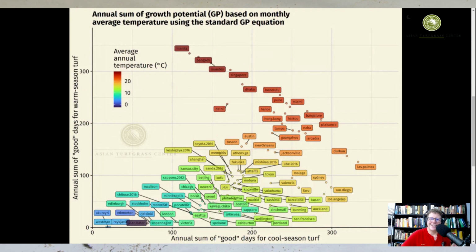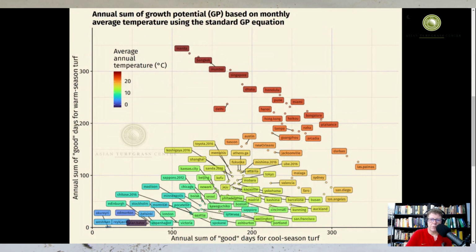And then if you have a 20-degree day in, let's say, February in Sydney, for example, well, that day is going to have a growth potential of 1, and that is going to be an almost perfect day for cool season turf. And then on the y-axis, on the vertical axis, I put the annual sum of good days for warm season turf.